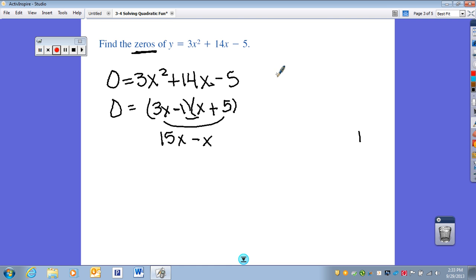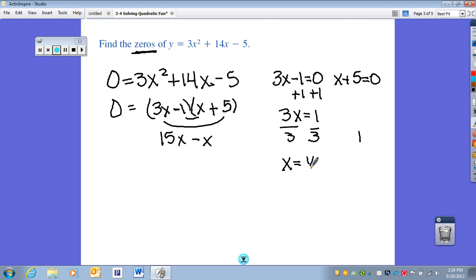Now I'm going to set each of my factors equal to 0 to finish solving. So I have 3x minus 1 is equal to 0, and I have x plus 5 set equal to 0. I solve by adding 1 to both sides and then dividing by 3. So x is equal to 1/3. Here I subtract 5 from both sides, and I have x being equal to -5. These are my two solutions, which are also called the two zeros.